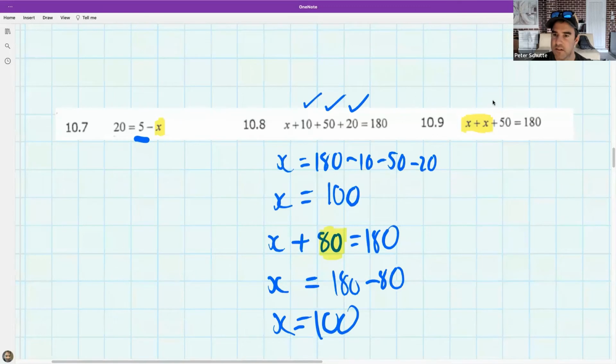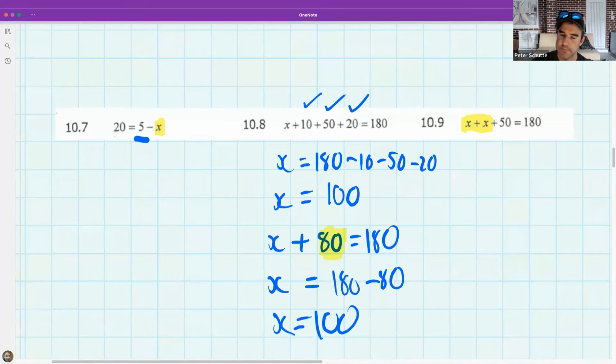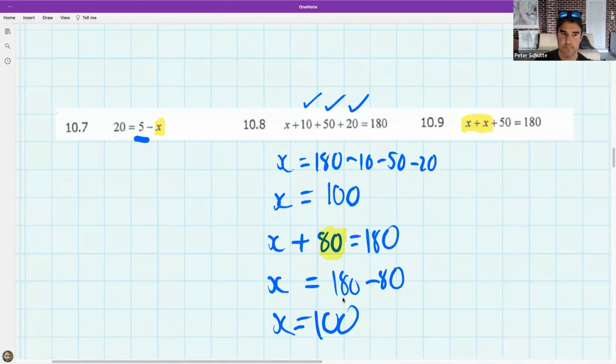Whose hand is up? Ayanda. Ayanda's hand is up. Help me through 10.9. Okay, sir. So with me, I said, since it will be x plus x plus 50 equals 180, so therefore, since 1 is going to be in front of the x's, I got 2 x's equals 180 minus 50.